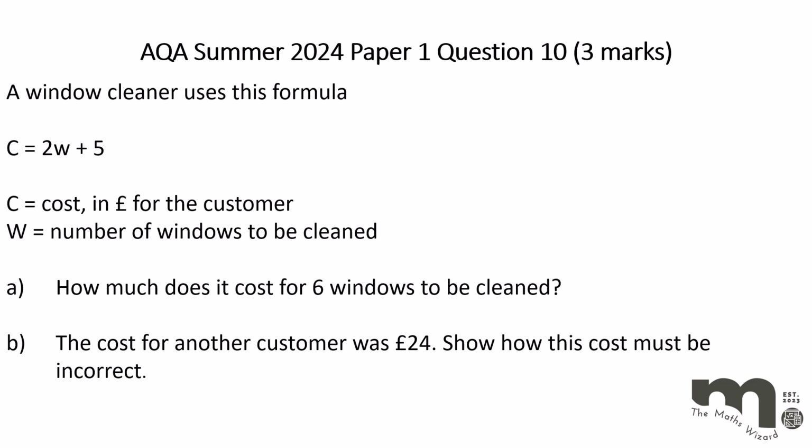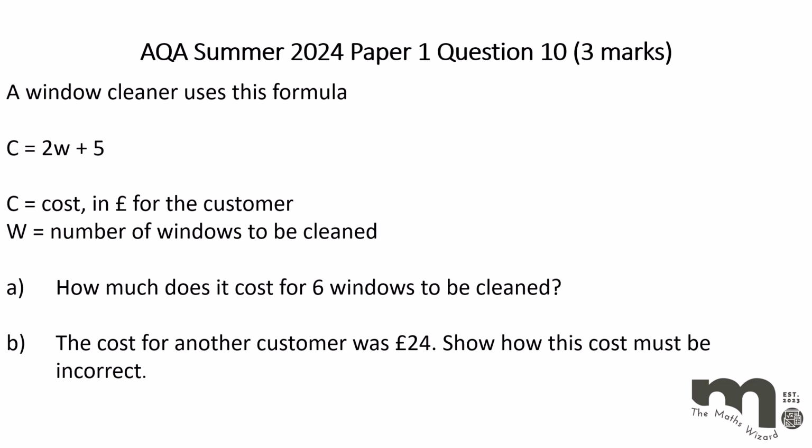This is from a non-calculator paper in summer 2024 and it's worth 3 marks. And we've got a two-part question here. So it says a window cleaner uses this formula. C equals 2W plus 5.